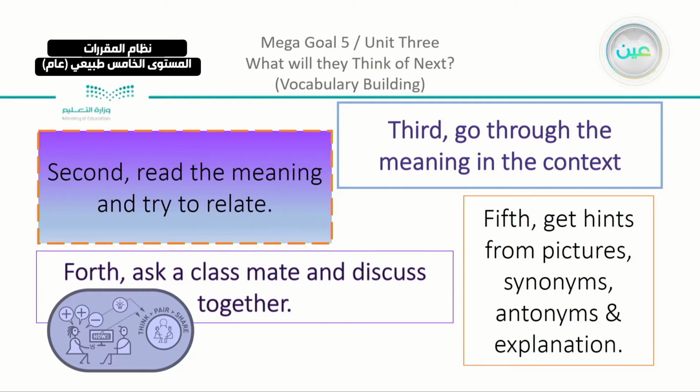The fourth step we can do also is to ask a classmate and discuss together. You can ask your colleague, a friend, and maybe you know something or he or she knows something that you can exchange. And if both of you have a problem with understanding the word, there is always the fifth step, which is to get hints from pictures, synonyms, antonyms, and explanation. So as we agreed at the beginning of the semester, the last option that you have is to translate or to use a dictionary. So translating is not always successful.